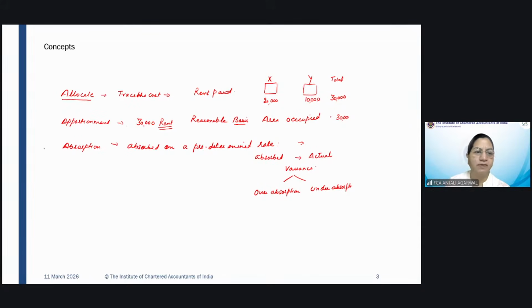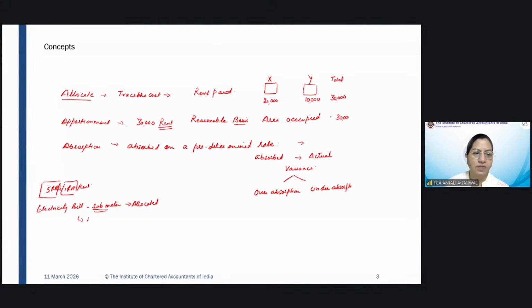I'll give another example. For example, there is a house which has 5 rooms, and out of these five, one room is given on rent. So if there is an electricity bill and the tenant has a sub-meter, then the electricity bill is allocated. Whatever the tenant pays is what he consumes, and whatever you pay is whatever you consume.